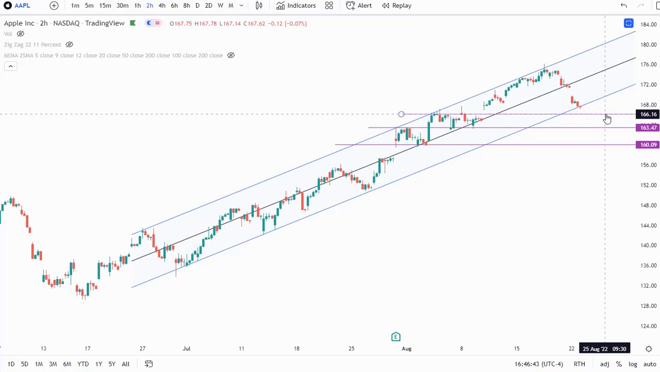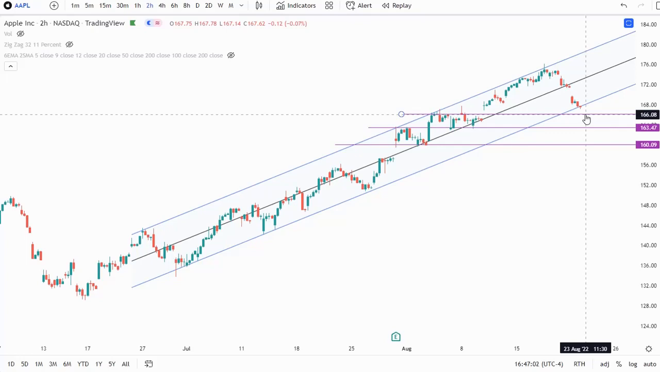If there is further selling, then we could see a break of this support, but we could also see a bounce of this level. So if there is a breach of this level, what are some of the other levels of interest? The first one is this level 166.